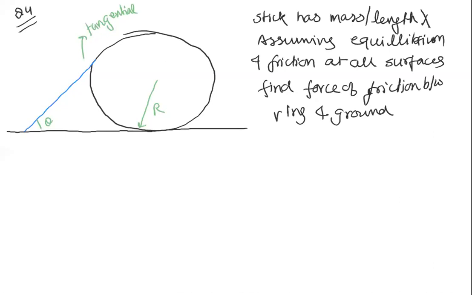A stick of mass density lambda per unit length rests on a circle of radius r as shown in the figure. The stick makes an angle theta with the horizontal and is tangent to the circle at the upper end. Friction exists at all points of contact and assume that it is large enough to keep the system at rest. Find the friction force between the ground and the circle.